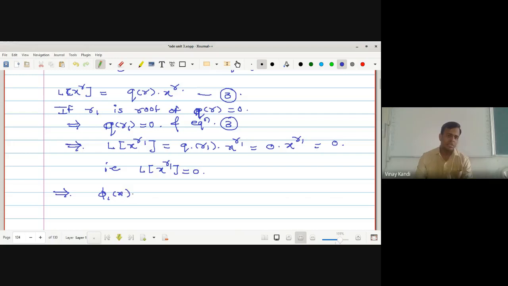Okay, so that implies y1 of x, which is x raised to r1, satisfies the given differential equation. So y1 of x is equal to x raised to r1 is the solution of L of y is equal to 0.